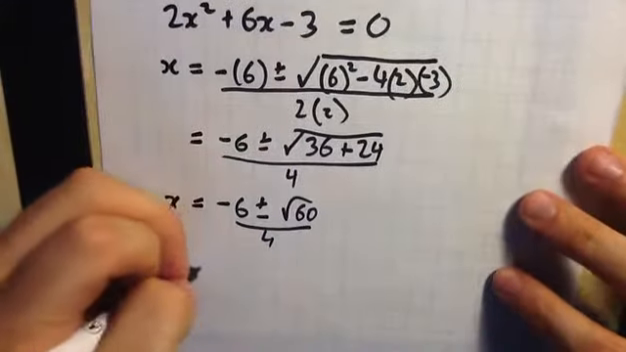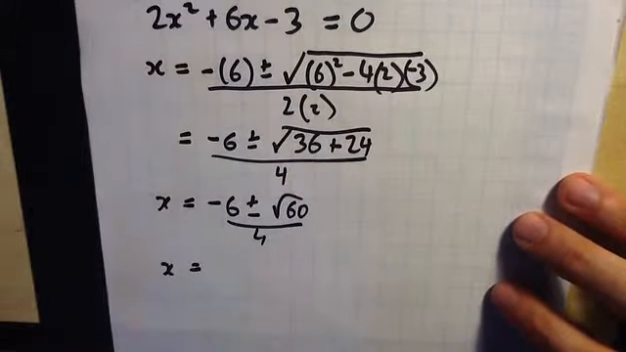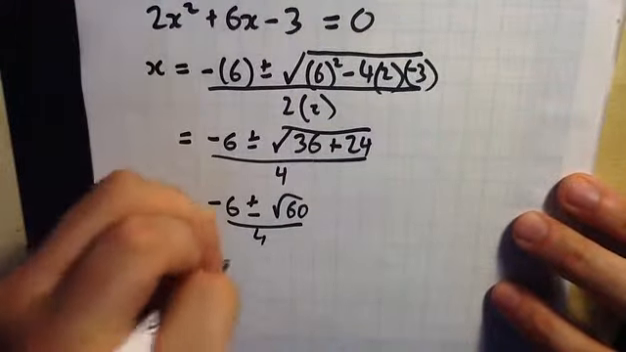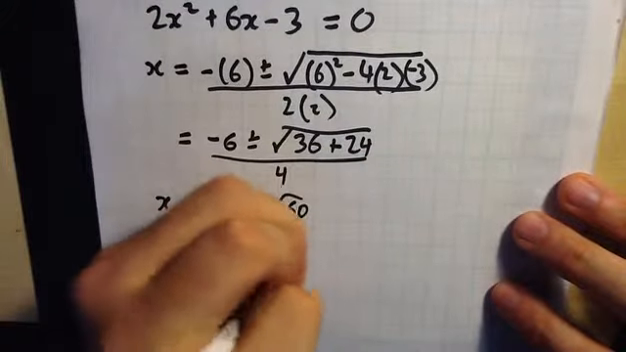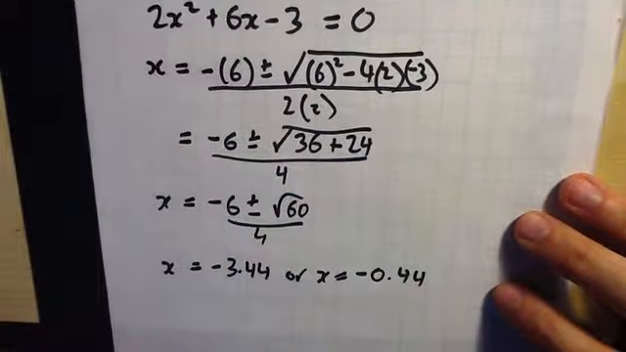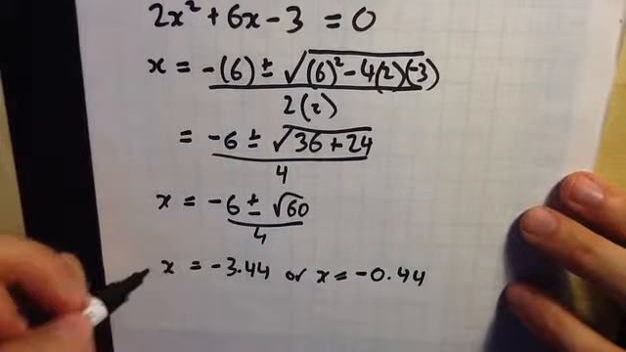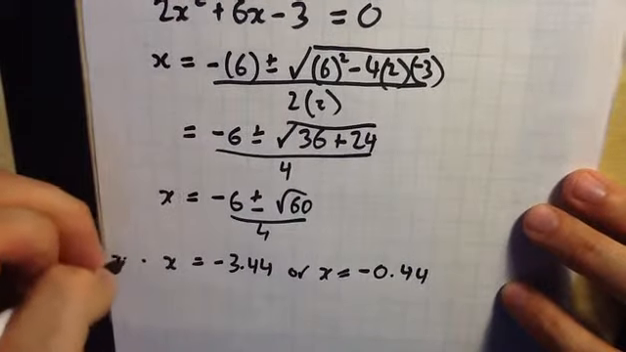Okay, and this gives me answers. If I get on my calculator, I worked this out before, so I can tell you the answer would be x equals negative 3.44 or x equals negative 0.44. So these are the x-intercepts.